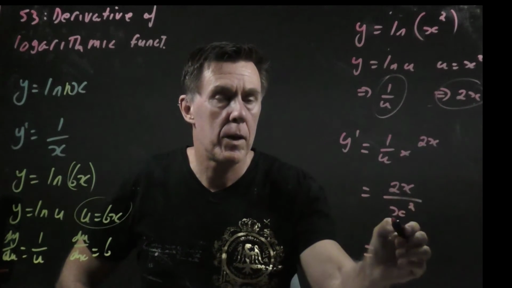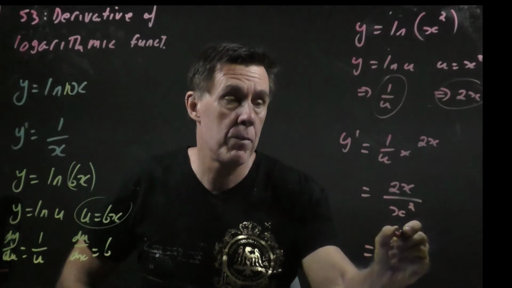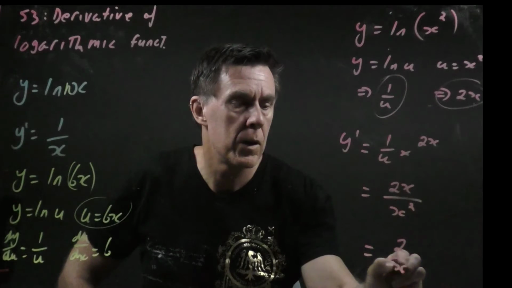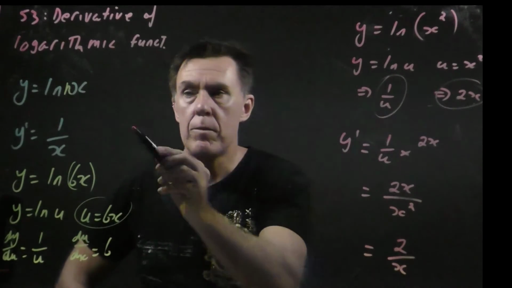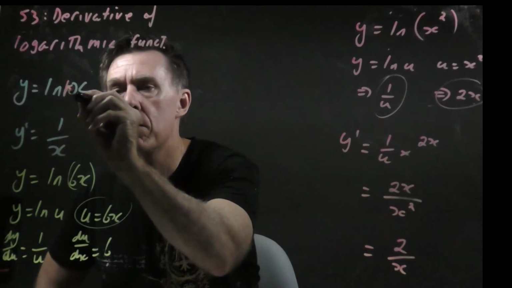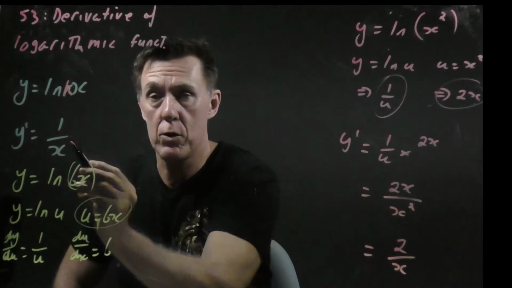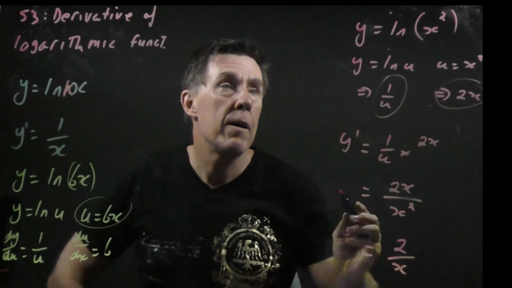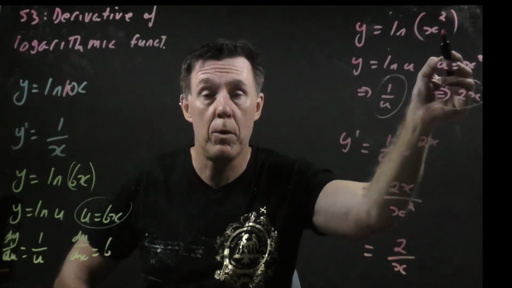That 1x on the bottom cancels one of the x's. The x on the top cancels one of the x's on the bottom to leave 2 over x as the derivative. Please note the difference. If there's some particular constant multiplying in front, it doesn't make any difference, it still derives to 1 on x. If it's a power up here, well, it seems like there's a shortcut that we can apply as well.